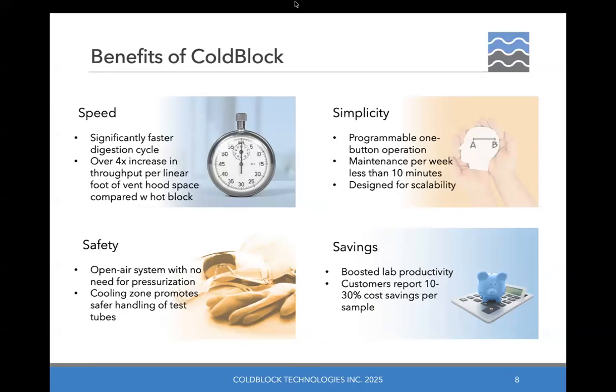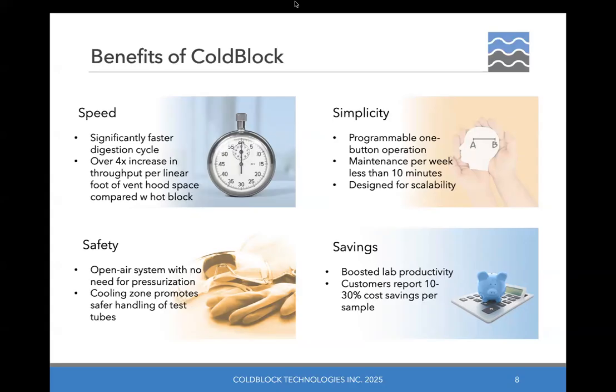So in a side-by-side comparison of ColdBlock versus HotBlock, we can show a 4-fold increase in the throughput per linear foot of vented space that you may be using. We also talk about simplicity, and we will show today how the method we've developed is a single process, much simpler than the current soil digestion methods. In addition to that, we talk about how simple ColdBlock is to use.